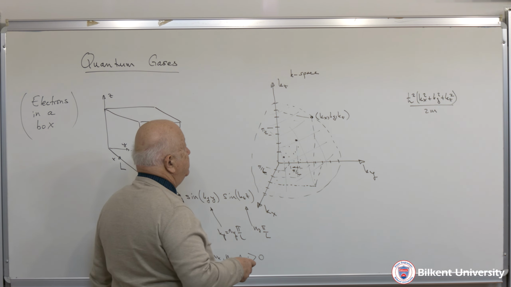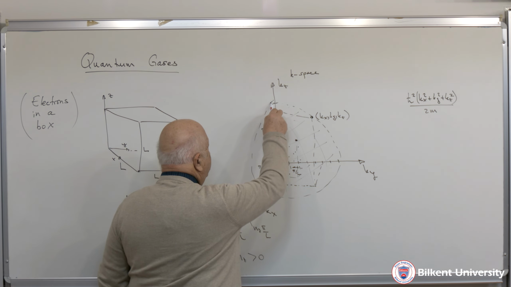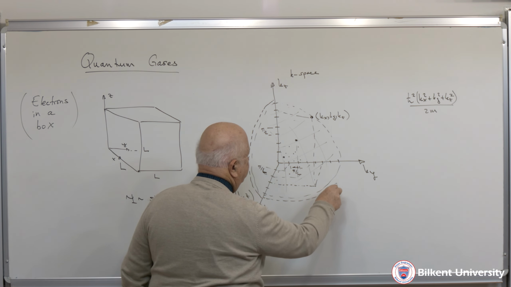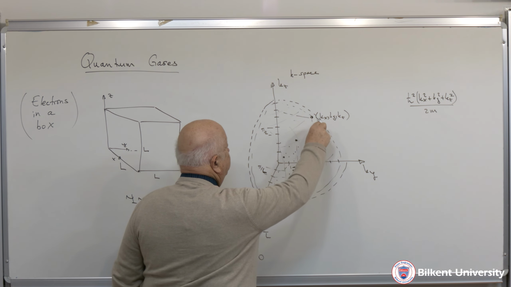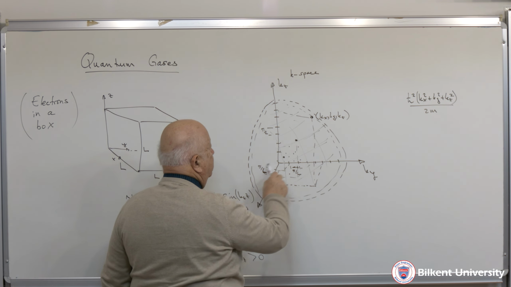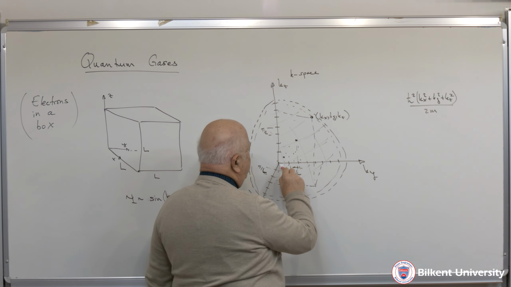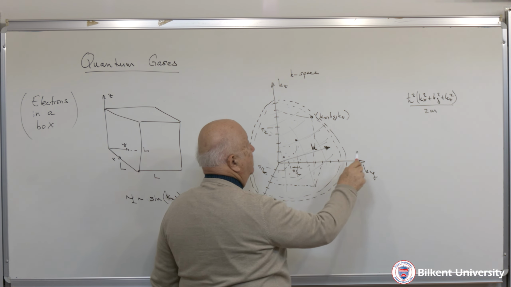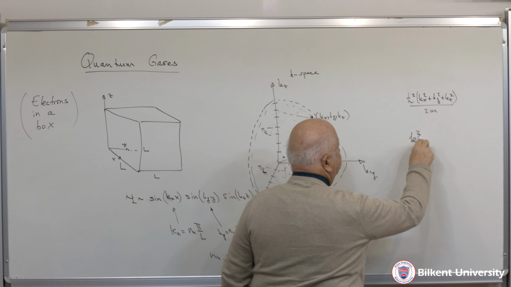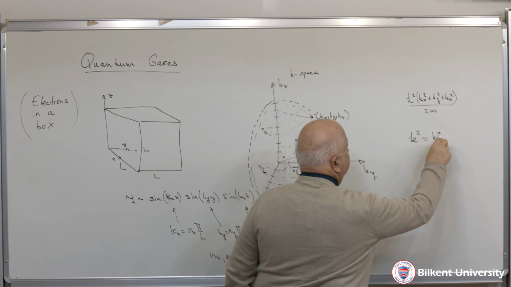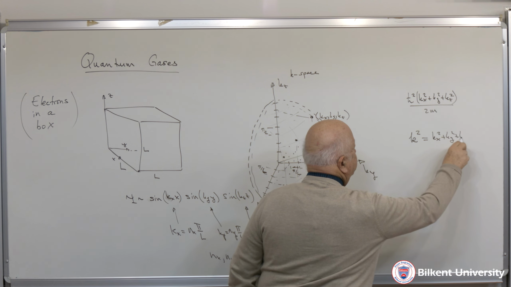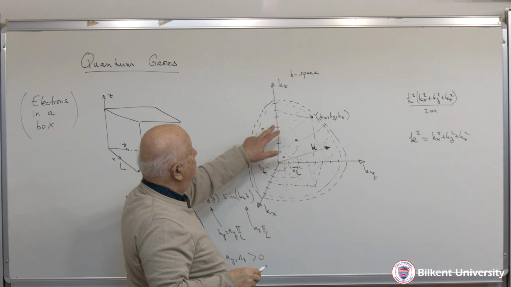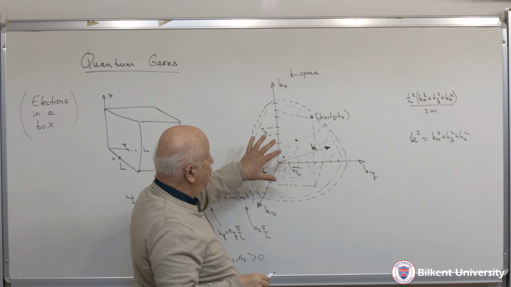So what I do is I go and choose a small spherical shell here. It's actually 1/8 of a sphere. So I have something like this which extends all the way around. It is a shell which has radius k. This k I define in terms of these k's: k squared is kx squared plus ky squared plus kz squared. So let's first look at the volume of that.